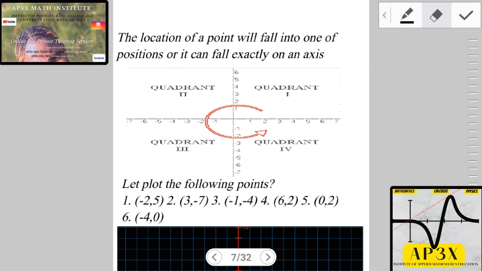All right, now the location of a point will fall into one of the positions, or it can fall exactly on an axis, as was mentioned prior. All right, so as you can see here, those open spaces where you see me plotting the points here and here and here and here, you can see that they are labeled as quadrants.